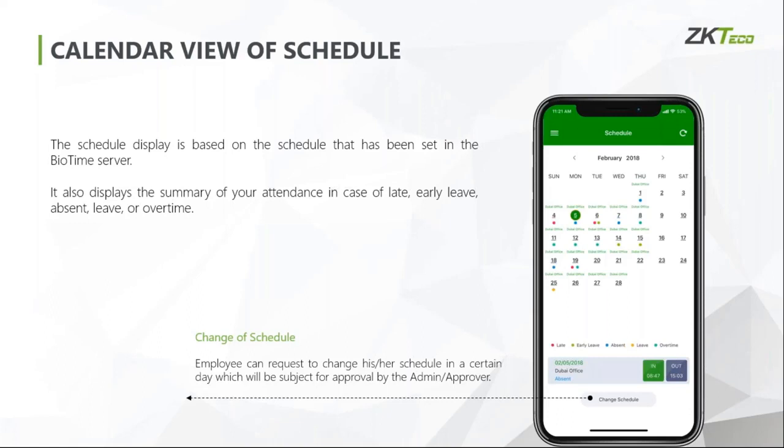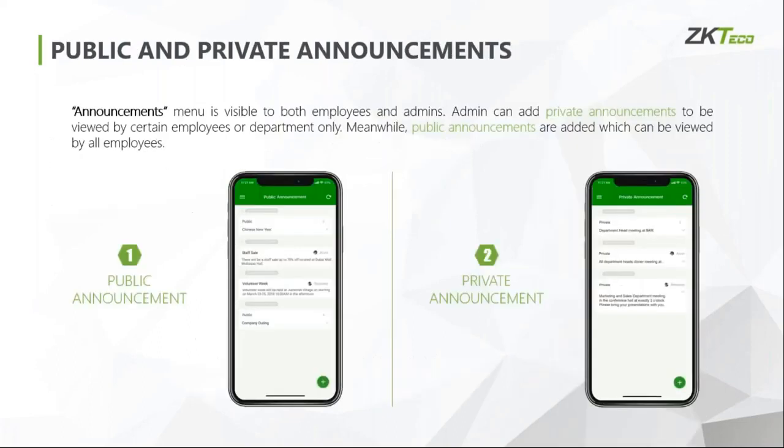And public and private announcements. The public announcement can be useful for meetings like weekly meetings or some important sudden announcements, all these things. For a private announcement, you can choose department-wise or employee-wise and you can push the announcement.